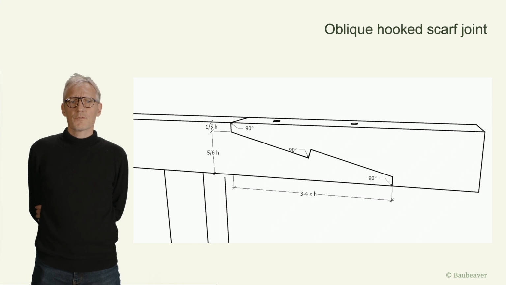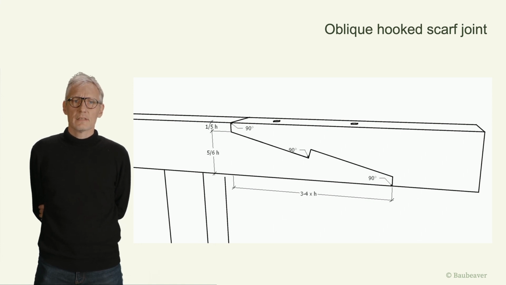The hooked scarf joint is a very resilient lengthening joint. It can handle both tension and compression forces. These joints are common for the construction of timbered houses.